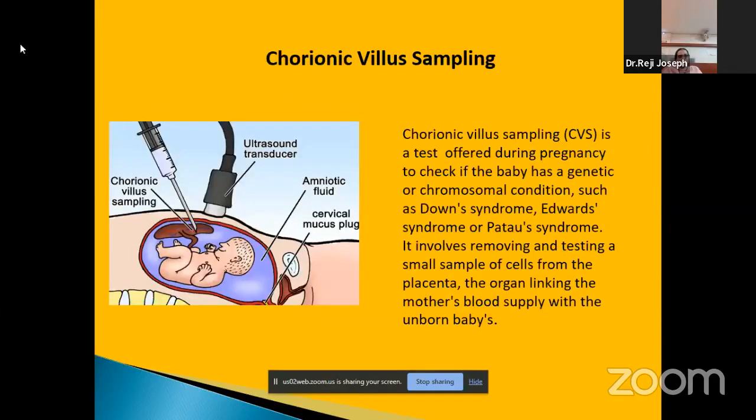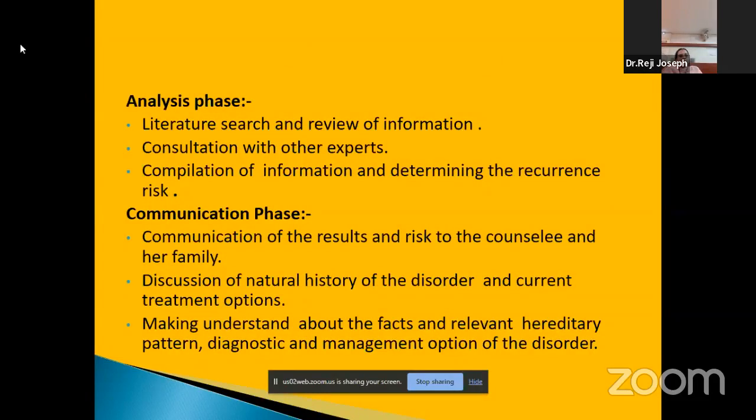Next is chorionic villus sampling. Chorionic villus sampling is a test offered during pregnancy to check if the baby has a genetic disorder or not. But this test is done in the 13th or 14th week of pregnancy, where we take out a sample of the placenta. So this is not advisable. Amniocentesis is found to be better than chorionic villus sampling. Next slide, please. Next phase is the analysis phase.